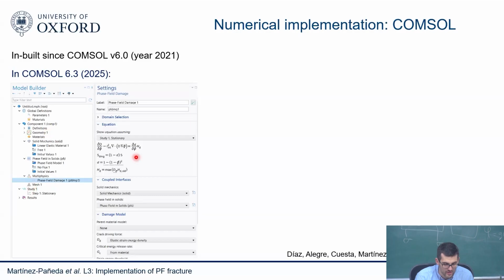And you can see the equations. You can see they use the H, so it's the history field. It's written in a slightly different form, but you can see here that they are enforcing a history variable.